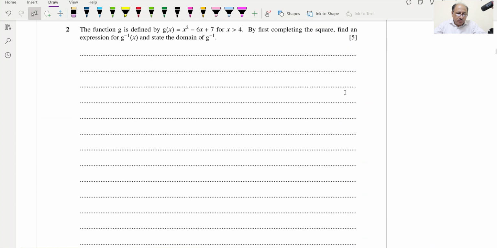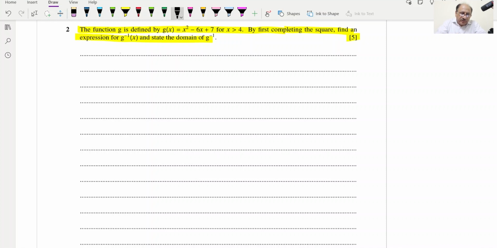Now question number 2 says the function g of x is defined as this one, for x greater than 4. By first completing the square, find an expression for g inverse of x, state the domain of g inverse, and state the range of g inverse. So this is a 5-mark question.